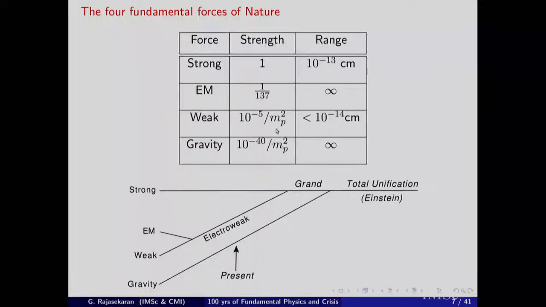Weak interaction is very weak because of this number 10 power minus 5, and this is the so-called coupling constant of weak interaction, called the Fermi coupling constant, and it has dimension of mass squared. So using the square of the mass of the proton here, the number is 10 power minus 5.